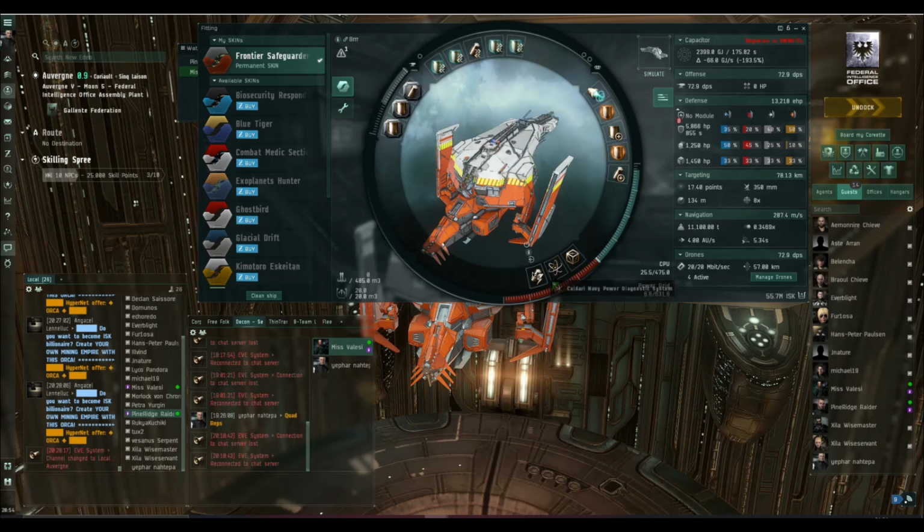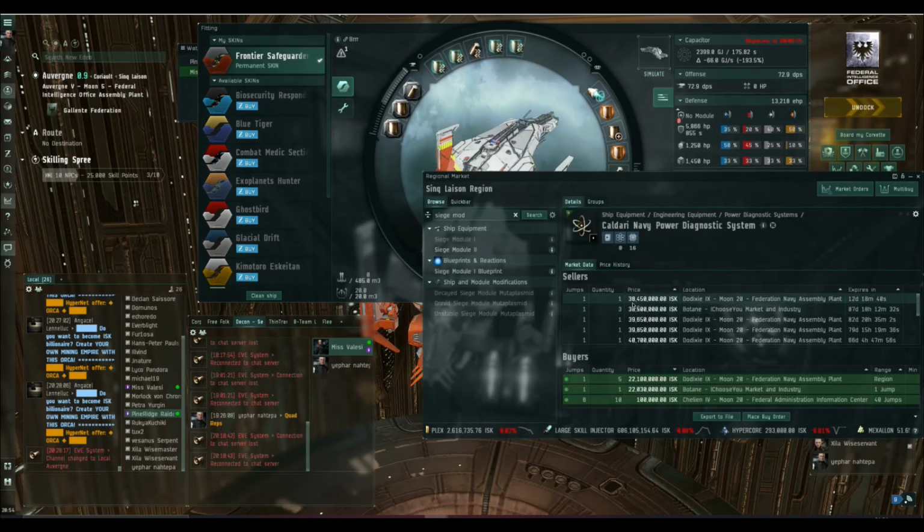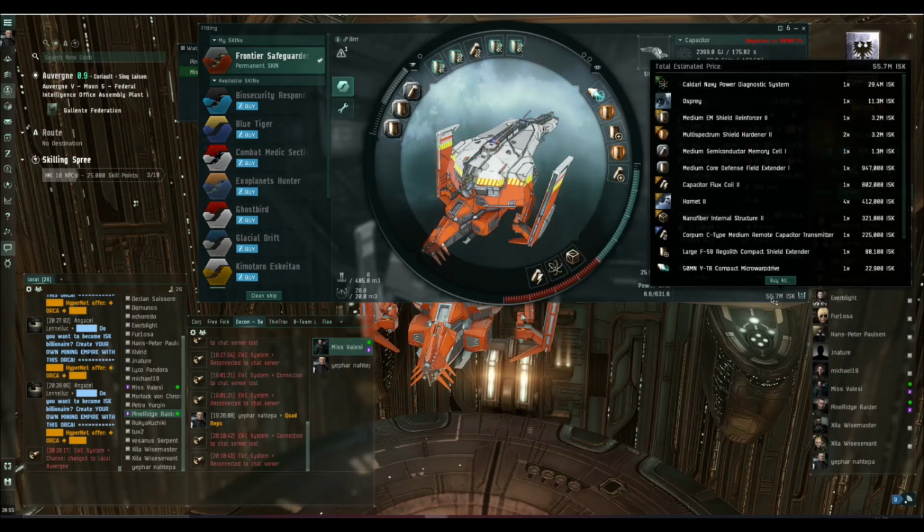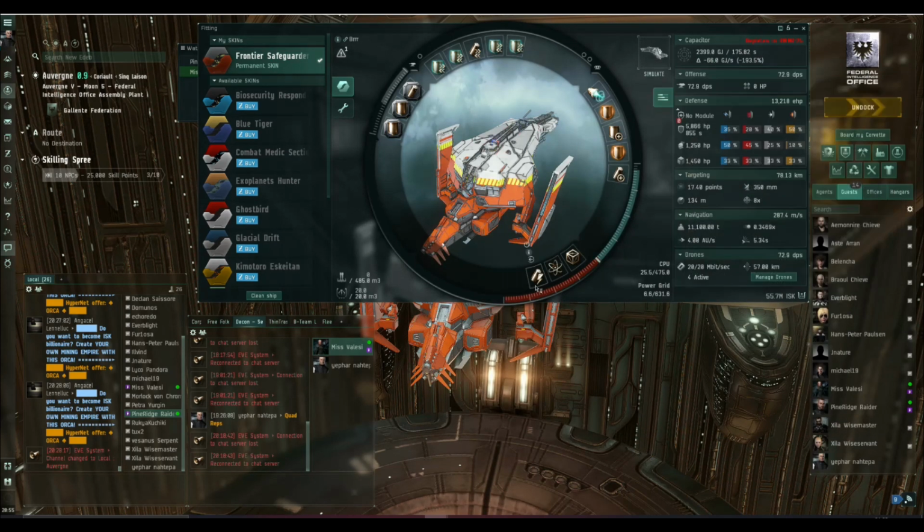And next to it, to round off the low slots, we've got one Capacitor Flux Coil II that increases the capacitor recharge rate at the cost of base capacitor amount. You may have noticed the fit is not showing as cap stable. We'll get to that bit in a minute. For rigs, we've got a Tech 2 EM reinforcer, we've got a medium shield extender, and we've got a semiconductor memory cell, again giving us more capacitor.